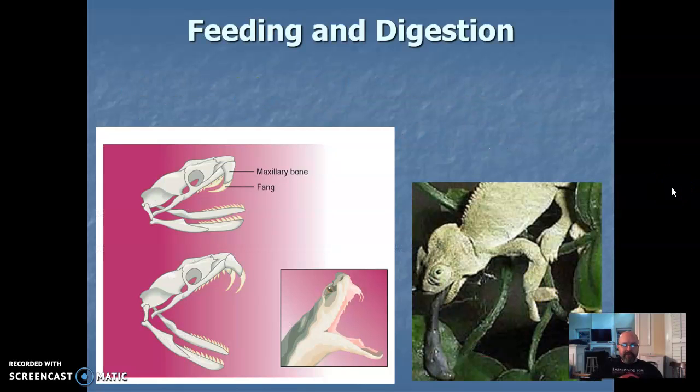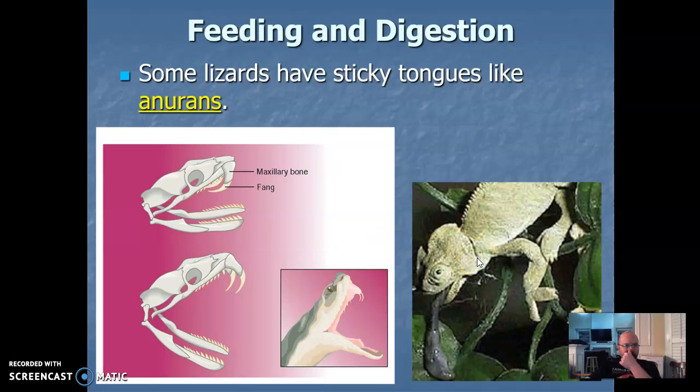Feeding and digestion. We mentioned, when we looked at some of the squamates, the snakes particularly, unhinging their jaws. Some lizards also have very sticky tongues, like the anurans, so that they can go out and pick up insects, catch insects by shooting their tongue out a great distance to try to grab their prey.